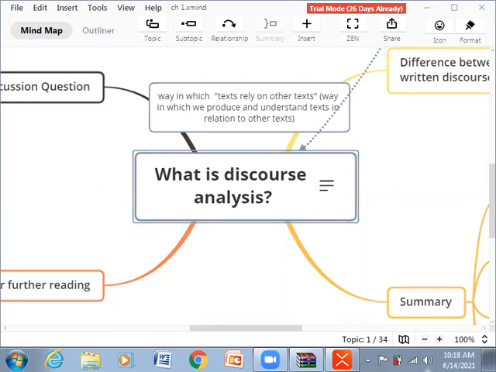I'm Humar Shad, and the book that I have chosen for presentation is Discourse Analysis: An Introduction by Paltridge. Paltridge is a TESOL instructor at the University of Sydney, and this book consists of 9 chapters. The first chapter of the book is What Is Discourse Analysis.